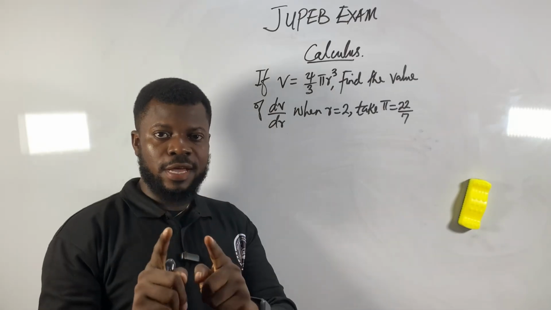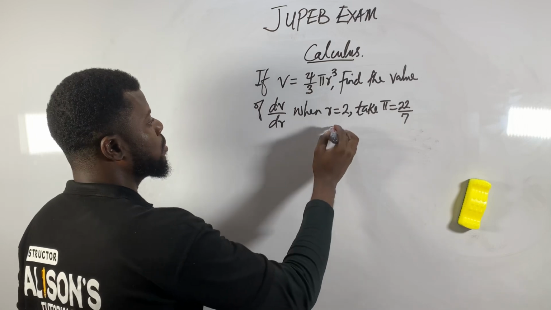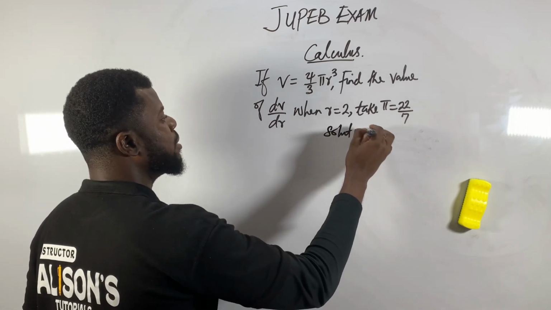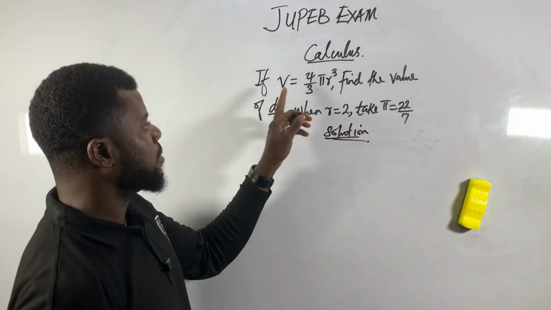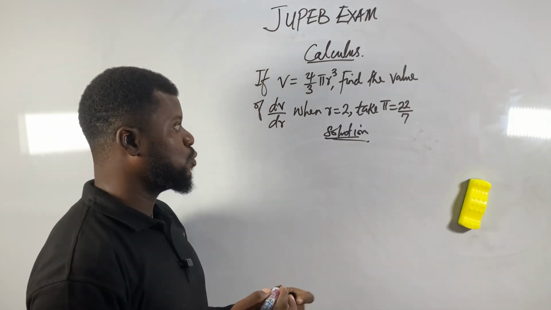This JUPEB question is not hard, but students still fail it. Let me show you what you will do. When you see this kind of question, the solution is this: they tell you to find dV over dr when r equals 2, taking pi as 22 over 7.